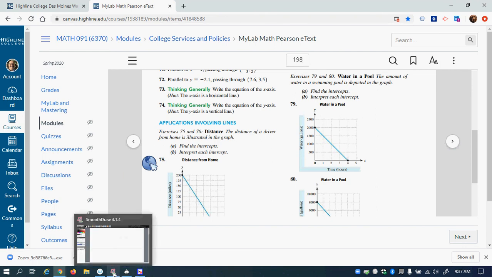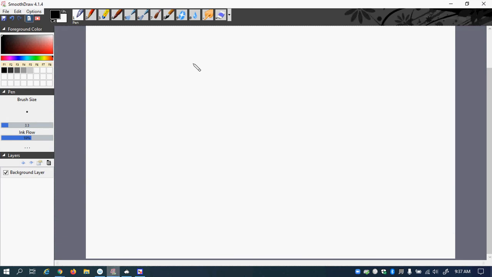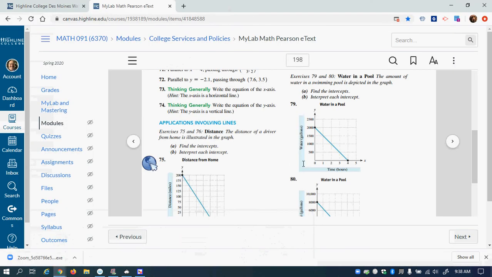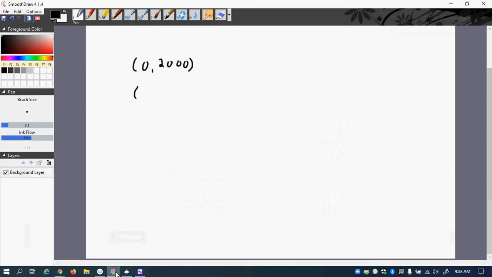So let's write those down. We have 0, 2000. And we have one at 4, I believe it was. Yep, so at 4, 0. Okay, so this is the y-intercept, because it's on the y-axis, 0, 2000. And this one is the x-intercept because it's on the x-axis, 4, 0.